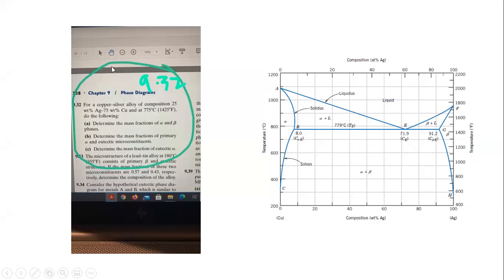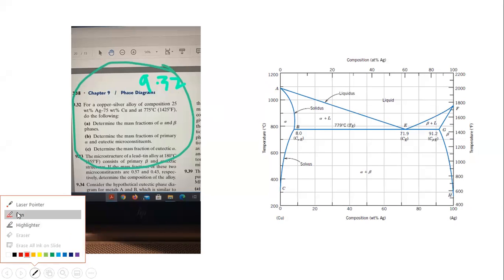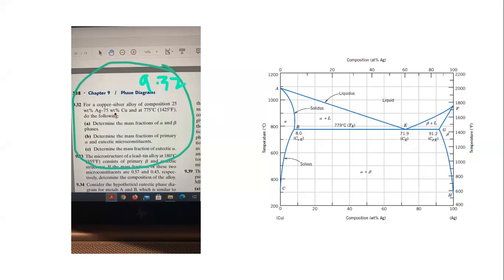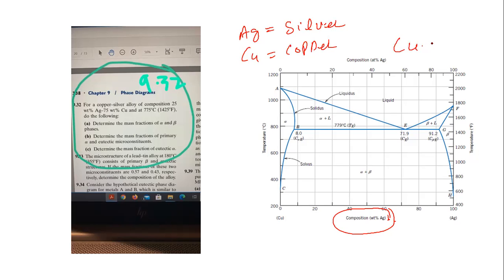Okay, so now I think it's a very good problem. It says that for a copper-silver alloy of composition 25 weight percent Ag, 75 weight percent copper, first of all, you should look at the x-axis. What is this? Silver, weight percent. Ag is silver, Cu is copper. So this is the Cu-Ag alloy.